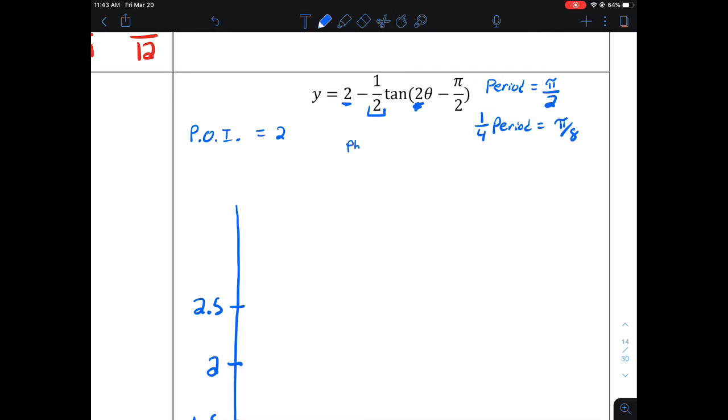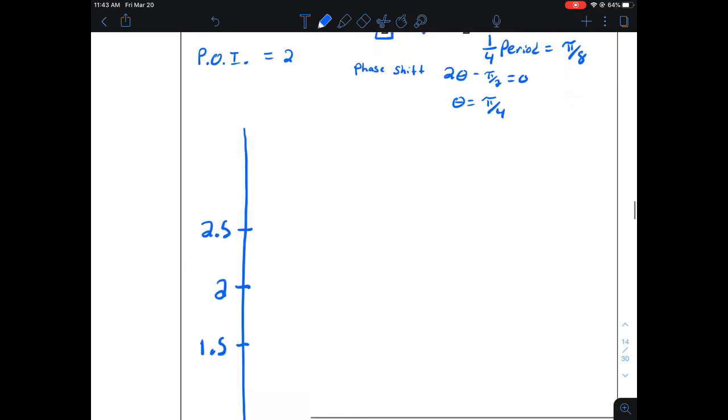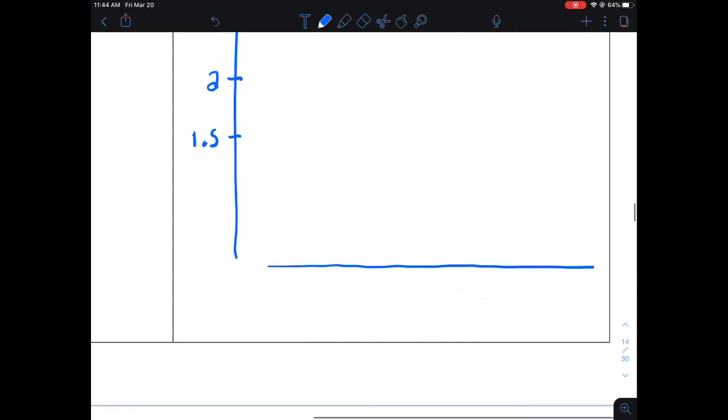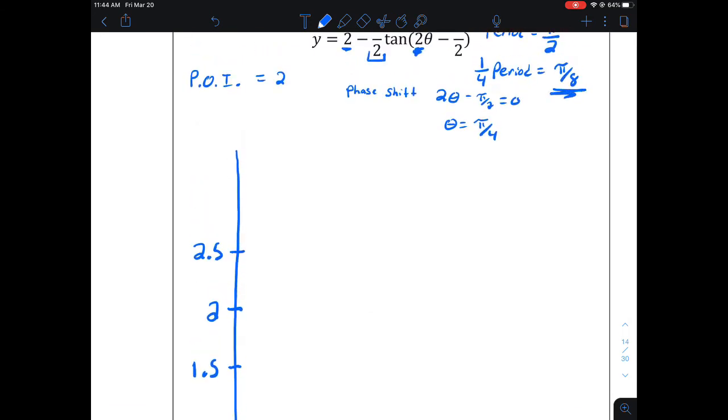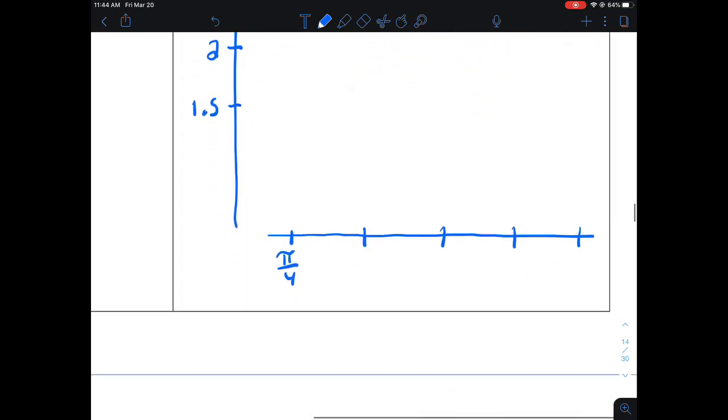To find the first number, we got to find our phase shift. So I'm going to set the inside equal to 0, solve for theta. I get pi over 4. So pi over 4 is the first number that goes on my horizontal scale here. And we're going to put 5 numbers like we do for the other ones. Now to get the next number, we're going to add a quarter of our period to the pi over 4 to get to our next one.